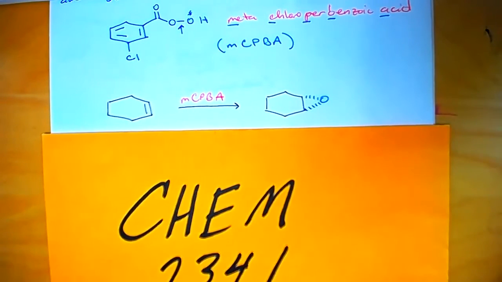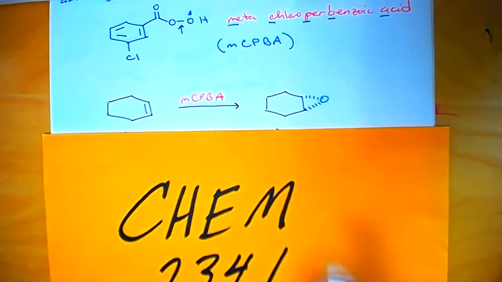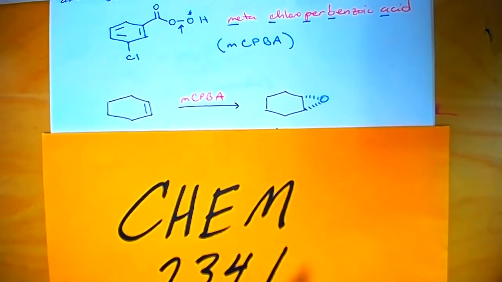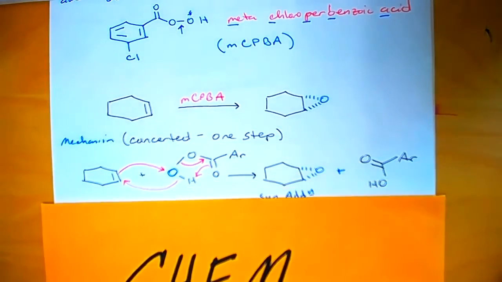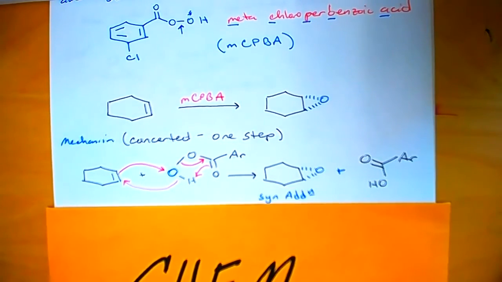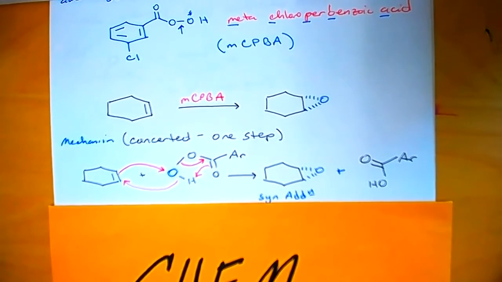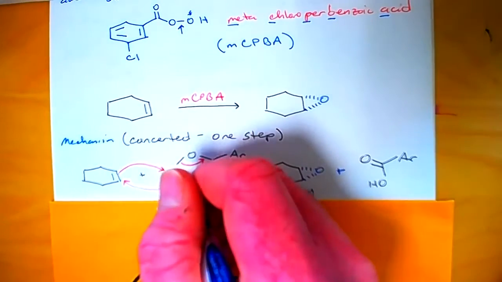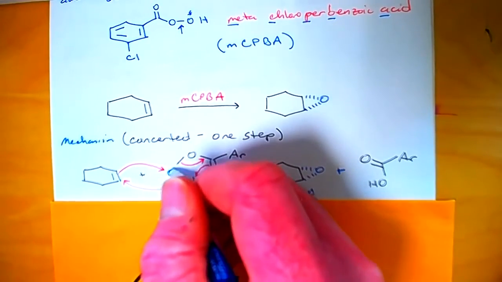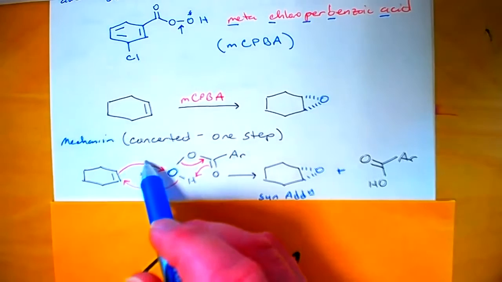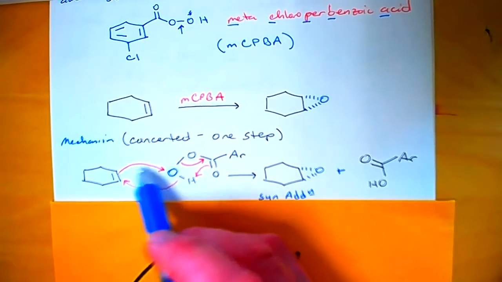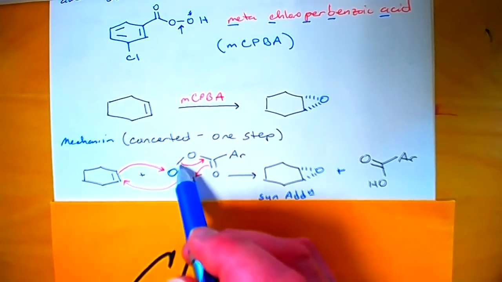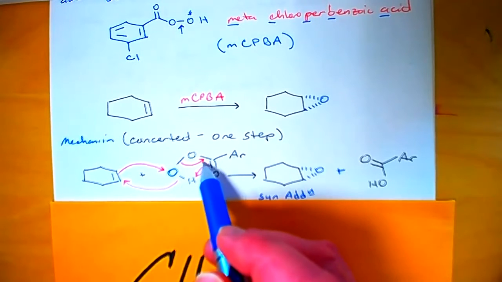So if you were to just take cyclohexene and treat it with MCPBA, you would make this bicyclic epoxide shown here. And the nice thing about this whole process is that it is a concerted, one-step mechanism, meaning everything happens at once. This is the oxygen right here that I've colored in that the pi bond goes after, the pi electrons. And then that allows for this bond to break.